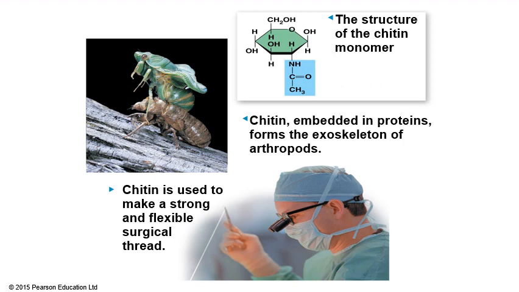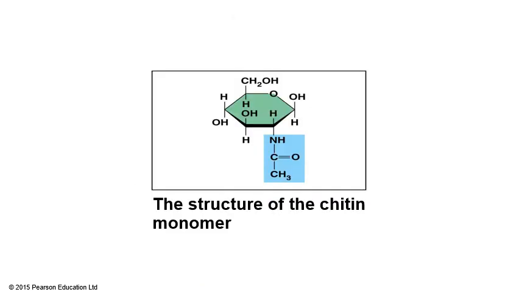That structural polysaccharide chitin has as its monomer an amino sugar. So those amino sugars connected together make a polymer that makes up chitin. Chitin embedded in protein forms the exoskeleton of arthropods. Chitin can be used to make a strong and flexible surgical thread. That amino sugar is the structure of the chitin monomer.